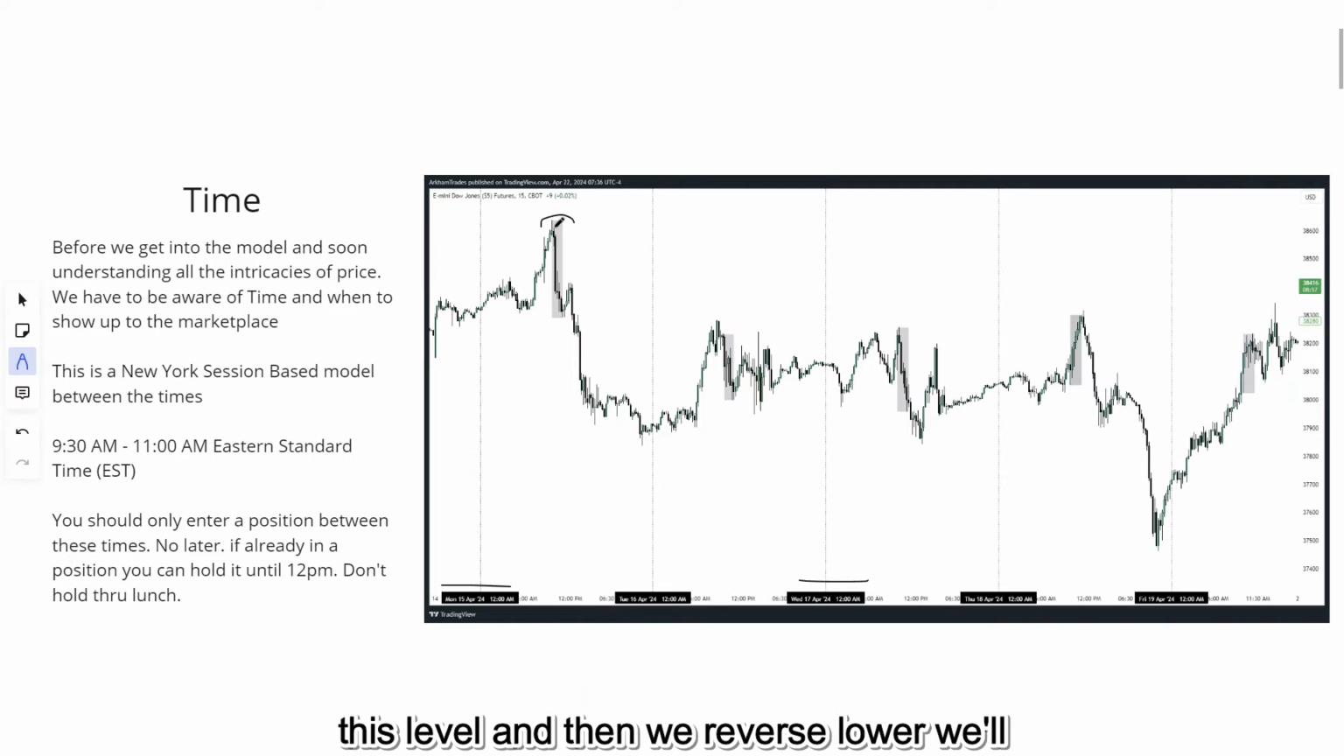We came up into this level and then we reversed lower. We'll talk about this a little later and how we caught it live with our students. Tuesday, same thing. We had that opening expansion. Wednesday, that expansion. Thursday, that expansion. And then Friday, we did have a move here on Friday, which we'll talk about later.